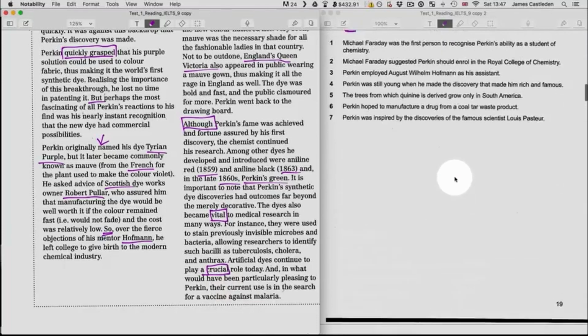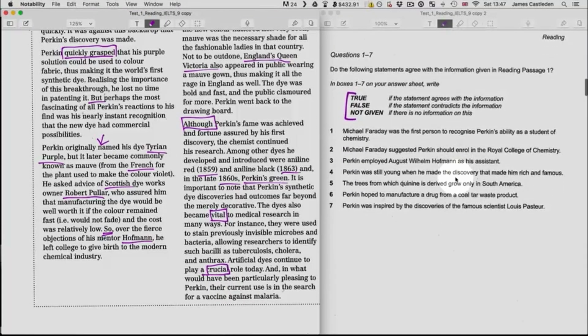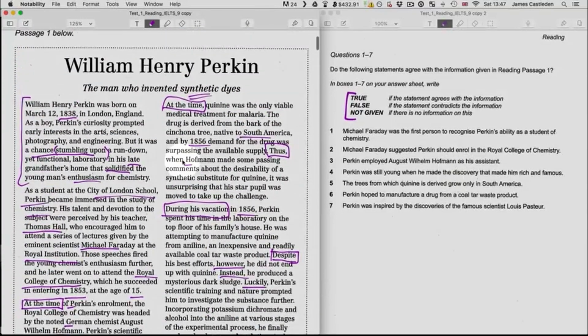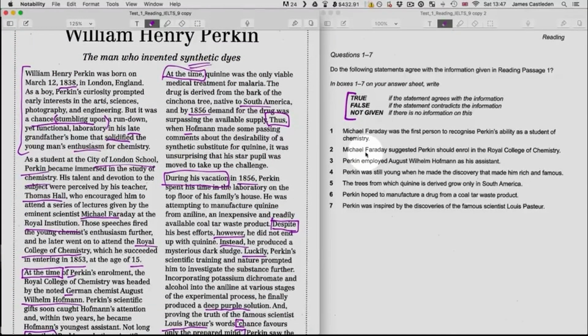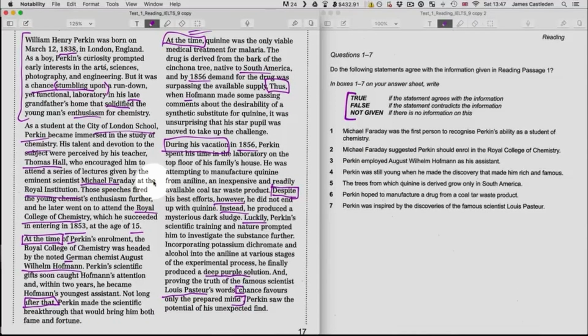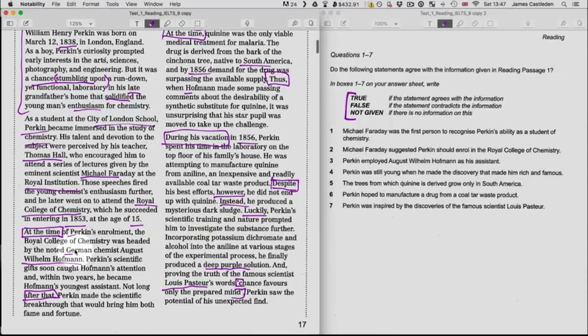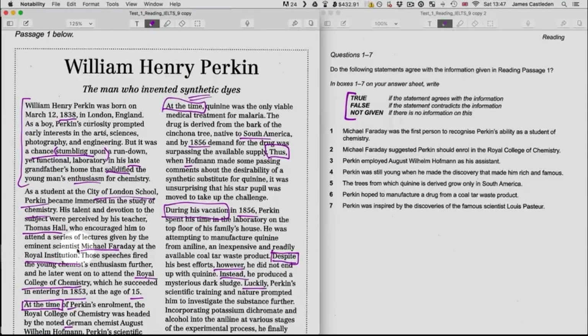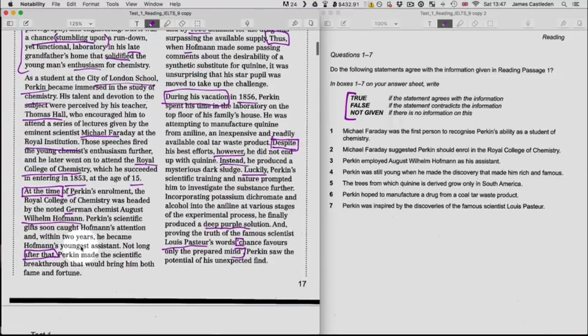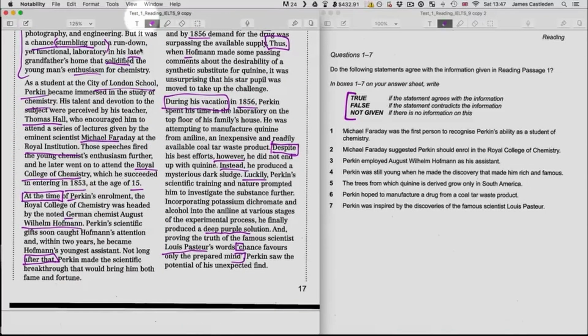Now we can go back to this one here. We've had a general look at that question, at the text, and we should be able to quickly get through here. So Michael Faraday, we saw him down here. Where was he now? First person to recognize Perkins' ability. We saw Michael Faraday. Where did we see Michael? Should have underlined him. There's Michael.